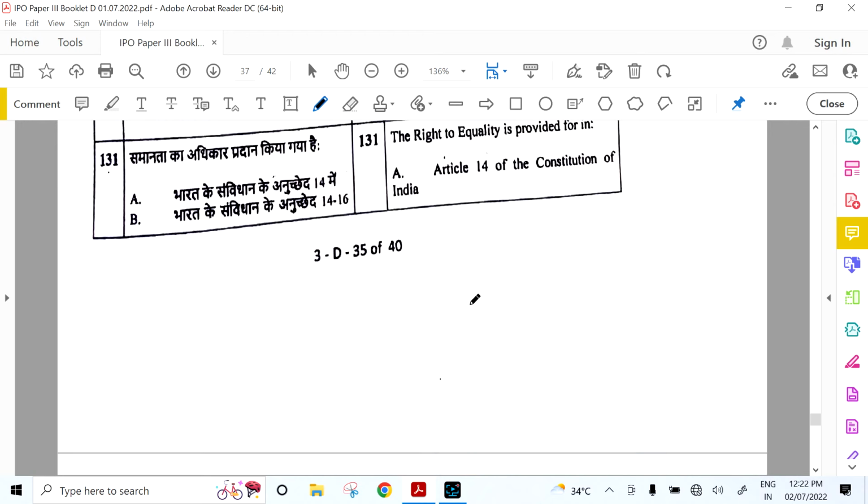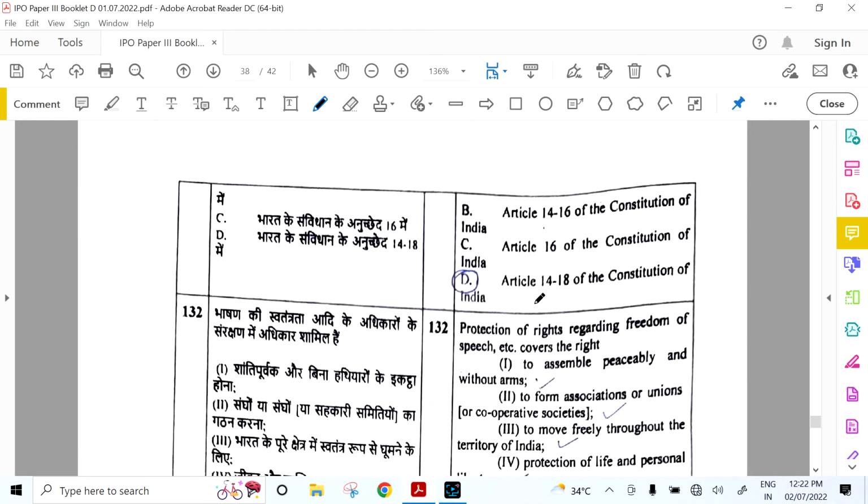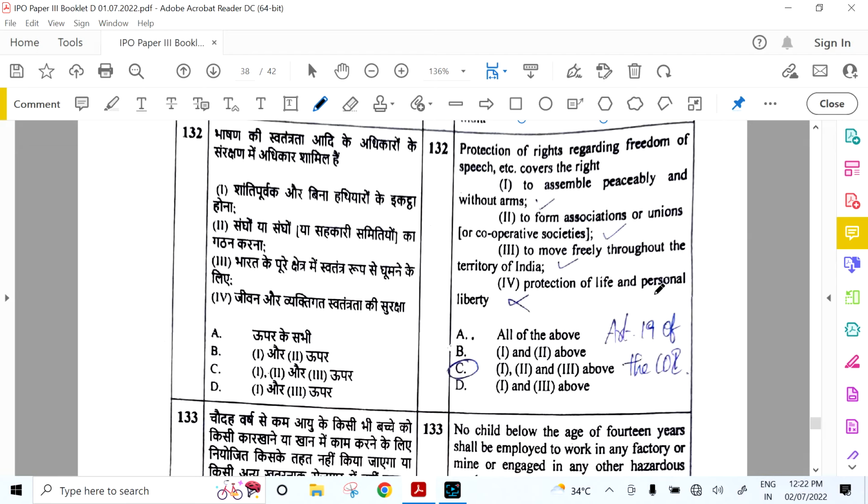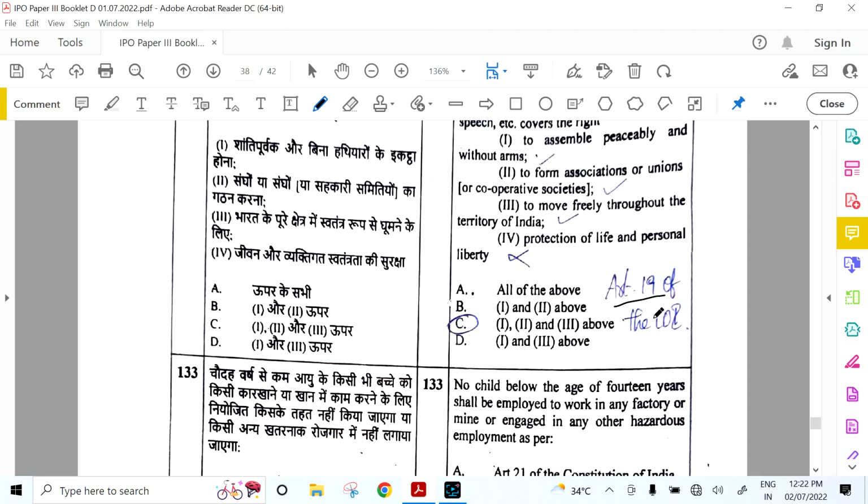The right to equality is provided in Articles 14 to 18 of the Constitution of India. D is correct. Protection of rights regarding freedom of speech covers the right to assemble peaceably and without arms, to form associations, to move freely throughout the territory of India. These three are correct. Article 19, so this one, C, is correct.